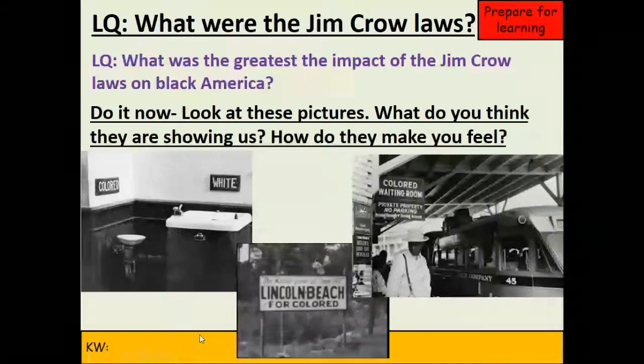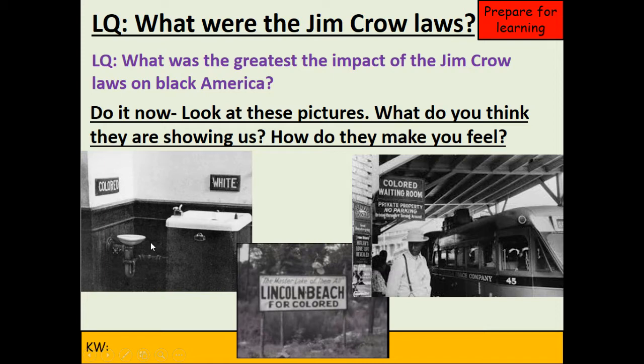Right, so what we've got here is a water fountain. What you can see here is that they have been separated. So this large one is a white one for white people, and this one here says coloured. So this would have been used for Black people, for Asians, for Native Americans. Anybody who wasn't white would have used that water fountain.